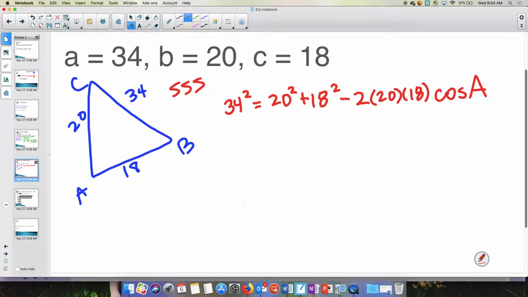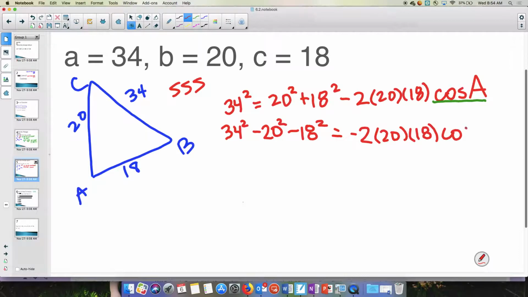Okay, so let's think about how we do math. We need to solve for the cosine of A. Can I just throw everything on the other side right now? What can we move over? We can take these two and we can subtract it over, right? We can take 34 squared and we can subtract over 20 squared and 18 squared. Okay, but negative 2 times 20 times 18 is tied to the cosine of A by multiplication.